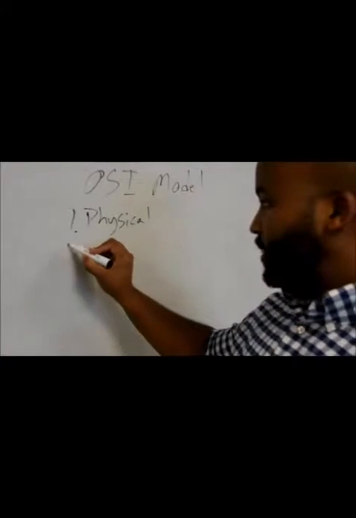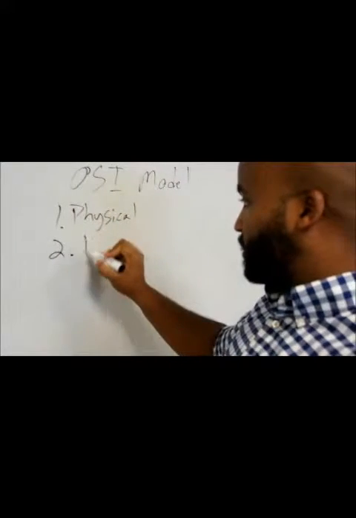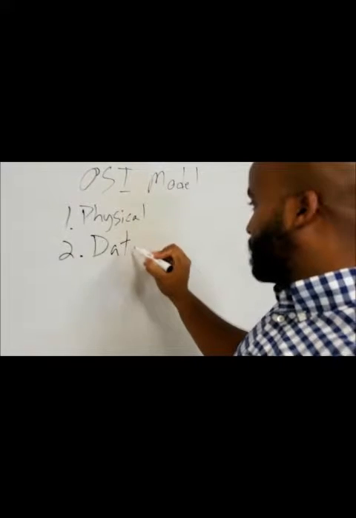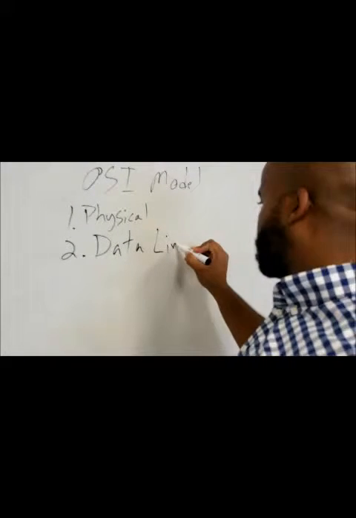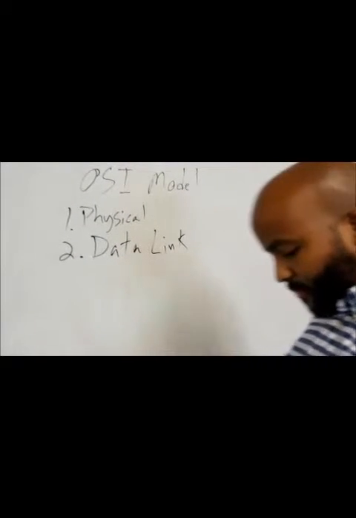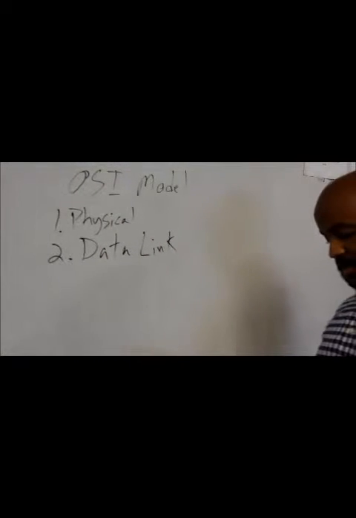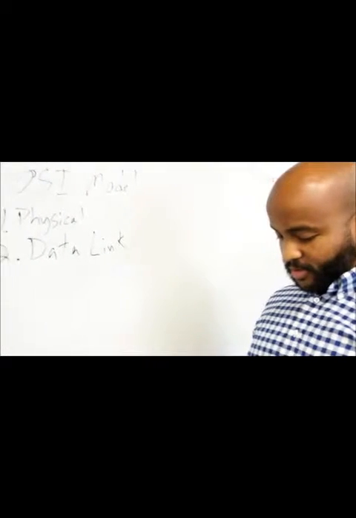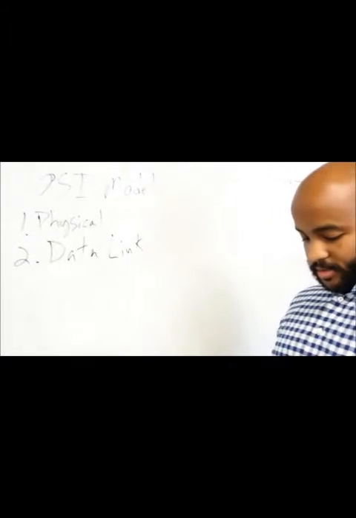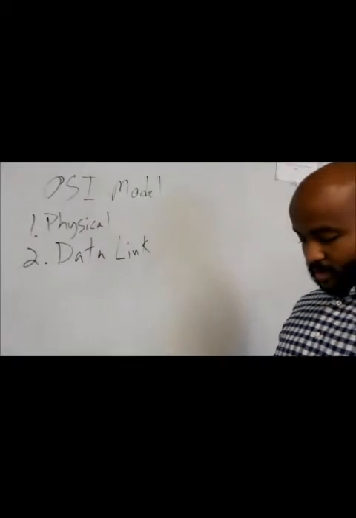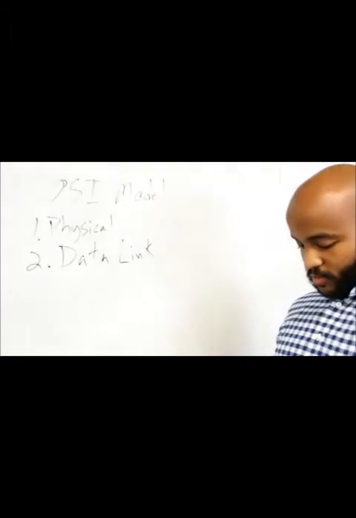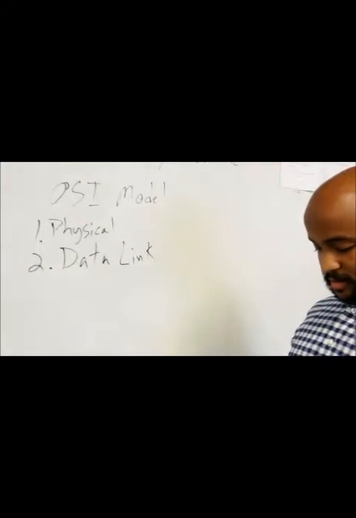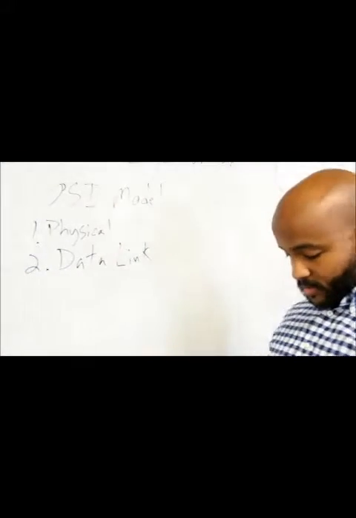Layer 2 would be your data link, or your data layer. At this layer, data packets are encoded and decoded into bits. It furnishes transmission protocol, knowledge and management, and handles errors in the physical layer, flow control, and frame synchronization. The data link layer is divided into 2 sublayers.